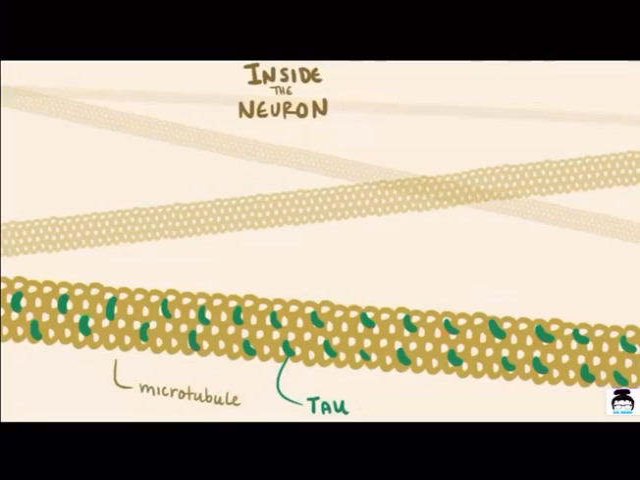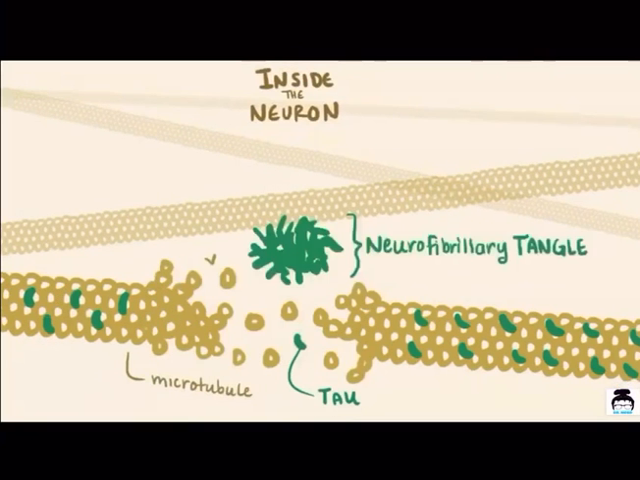Now, when that happens, tau loses its ability to function properly. When it loses its ability to function properly, it accumulates with many other tau proteins that have also been hyperphosphorylated improperly. And so many tau proteins together form this thing called a neurofibrillary tangle, right? This is what neurofibrillary tangles look like. You have many tau proteins together.